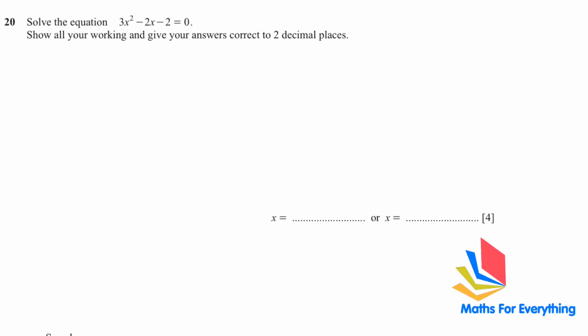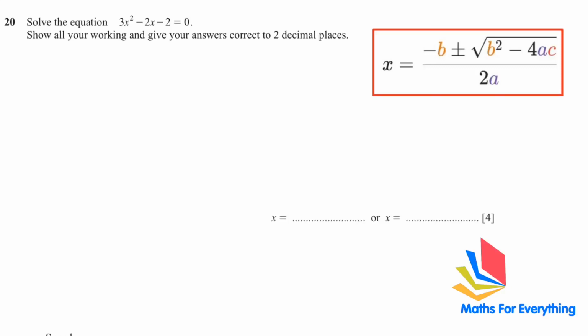Number 20. We have been given a quadratic equation. Show all your working and give your answers correct to 2 decimal places. If you want your answers in 2 decimal places for a quadratic equation, you can either complete the square or use the quadratic formula. Quadratic formula is easy and it's usually a 4-mark question. So please memorize the formula. Quadratic formula is this: negative b plus and minus square root of b squared minus 4ac, over 2a.